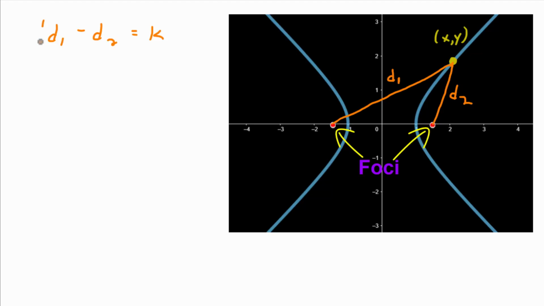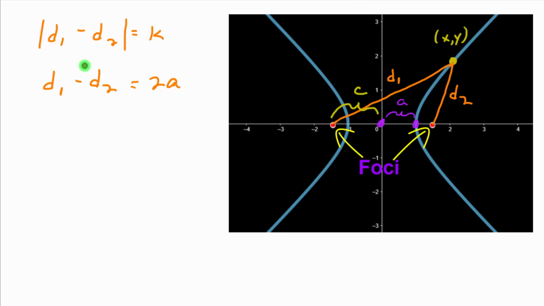If you need to, you can put in absolute values to make sure that this is a positive number, because we're just talking about distances here. Turns out K is equal to 2a. So if D1 is longer than D2, you can drop the absolute values and write D1 minus D2 is equal to 2a. Now, a is the distance from the center out to a vertex, just like it is for an ellipse. And we actually call C the distance from the center out to either focus point.